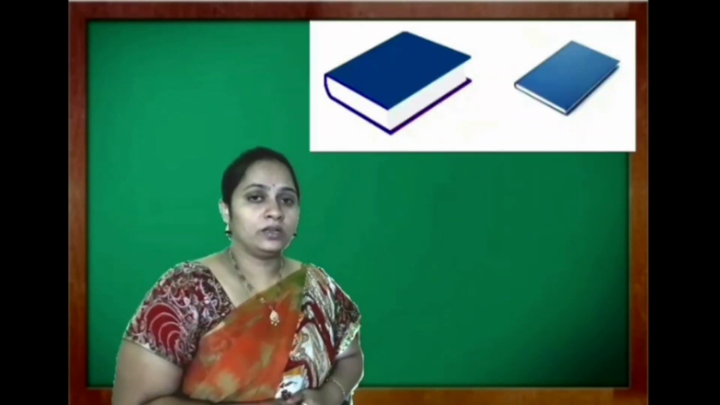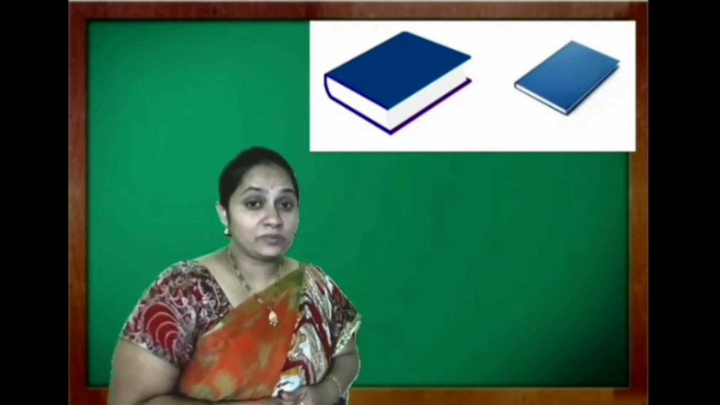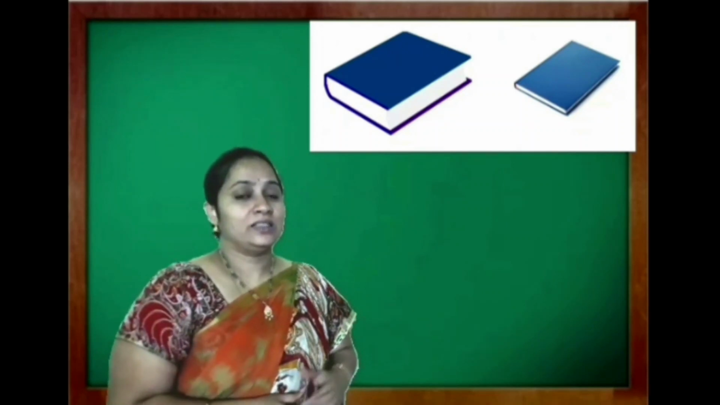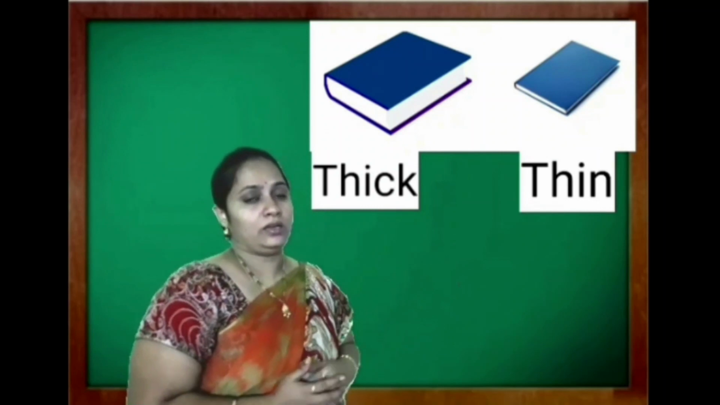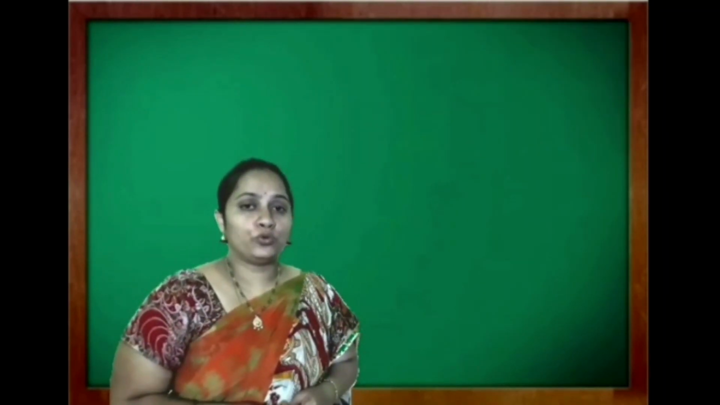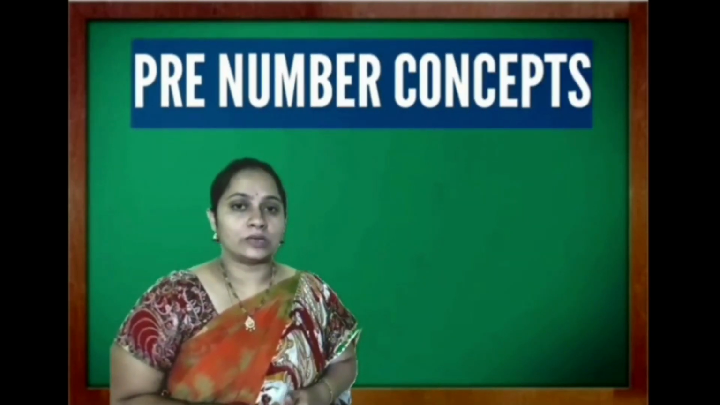See the next one. Here we have two types of books. Are they in same size? No, they are in different sizes. The first one is thick and the second one is thin. Thick book, thin book. Okay children, now we are moving towards our main topic, that is pre-number concepts.